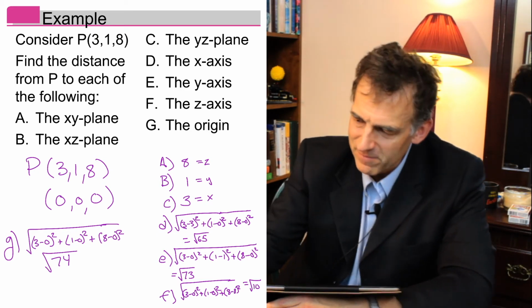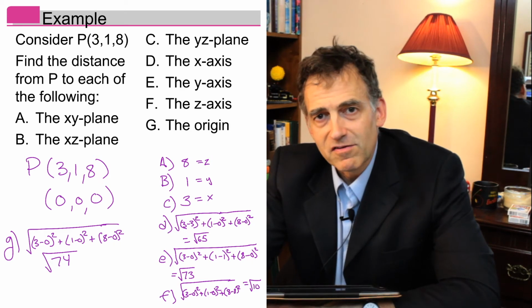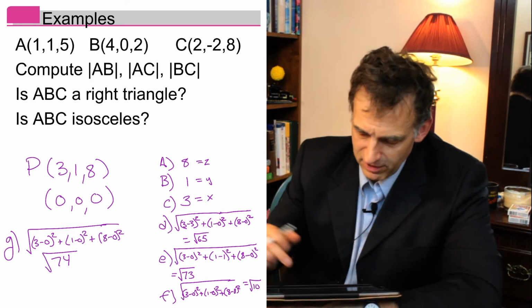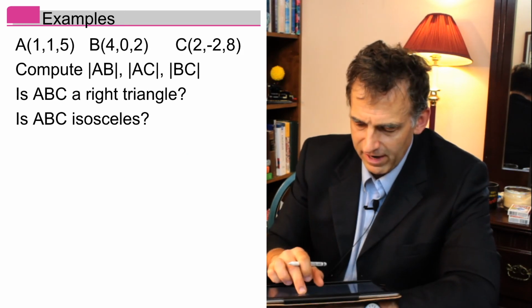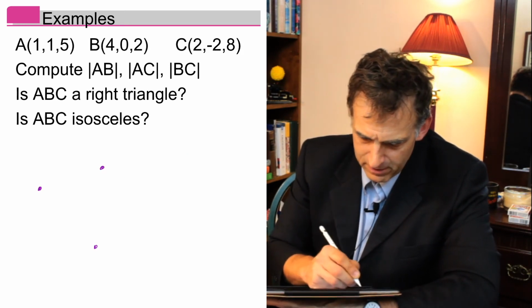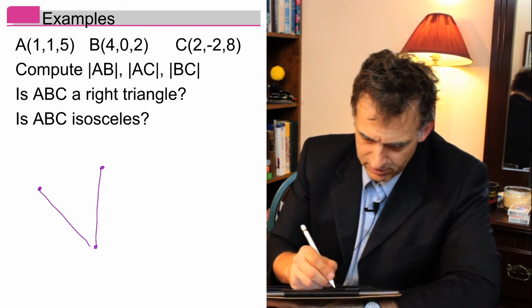There you go. Well, now that we know distance, we can do all kinds of interesting things in 3 dimensions. One of the things we can do is we can think about 3 points, and those 3 points would form a triangle no matter where they are. So here's my 3 points. I'm going to call these A, B, and C.